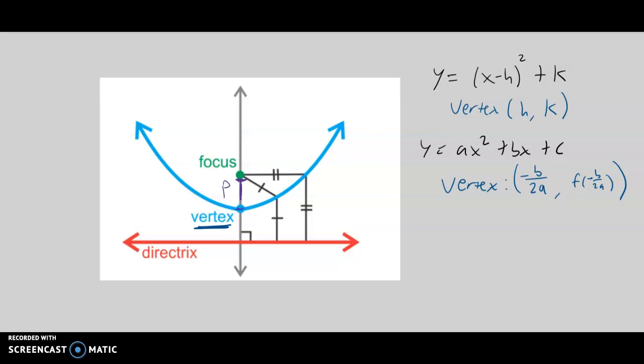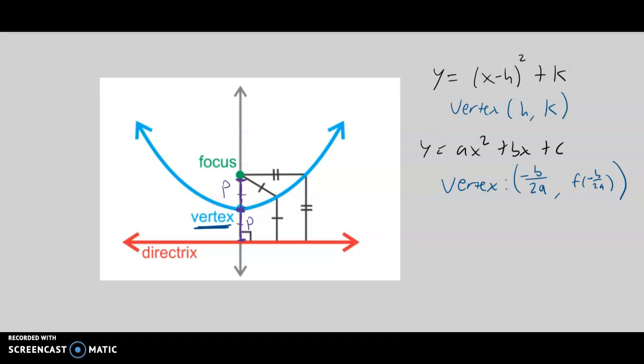And we already said that the definition of a parabola is that all of the points on this parabola are equidistant from the focus and from the directrix. So that means that if we go from the vertex to the focus, that distance is p. Then if we go from the vertex to the directrix straight down, that distance is also p. So these two things have to be the same. That's the definition of what a parabola is and what the focus and the directrix are.